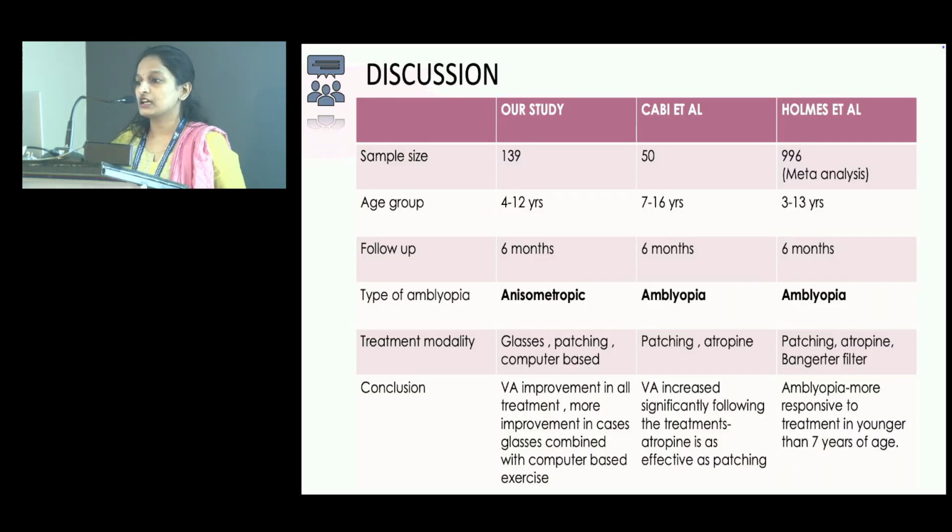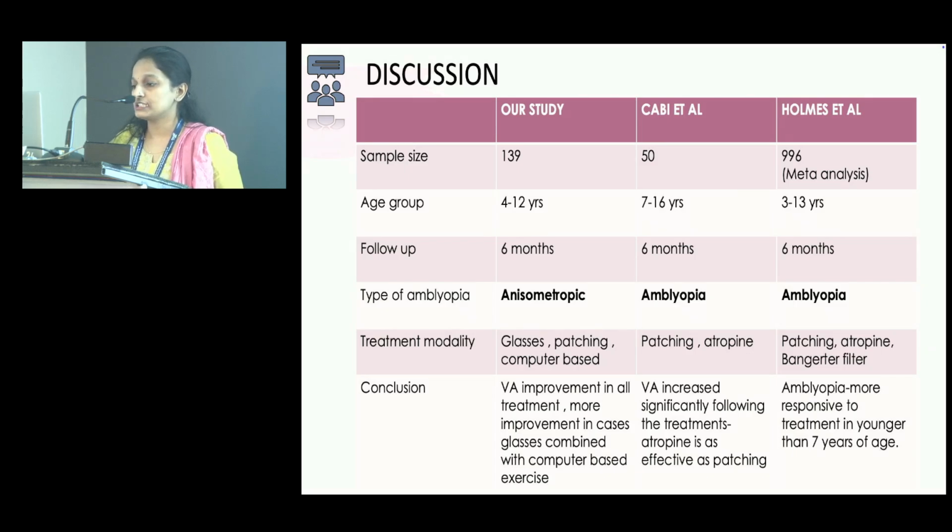So our study had a sample size of 139 children, while another study by Cabby et al. included only 50 children, and Holmes et al. was a meta-analysis study, included 996 children. The age group of all the studies were similar, and the follow-up was also similar, that is 6 months. We studied only anisometropic amblyopia, while Cabby et al. and Holmes et al. studied all types of amblyopia.